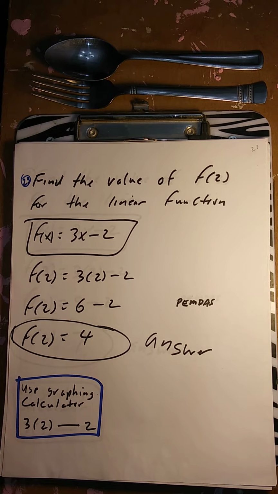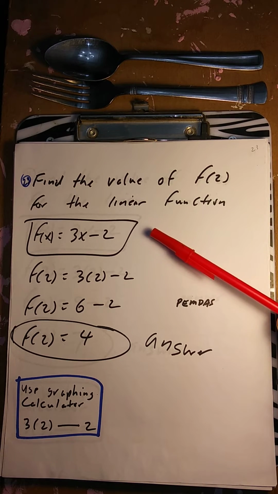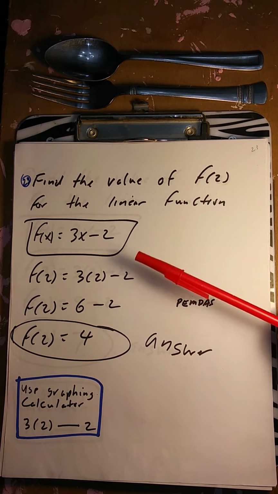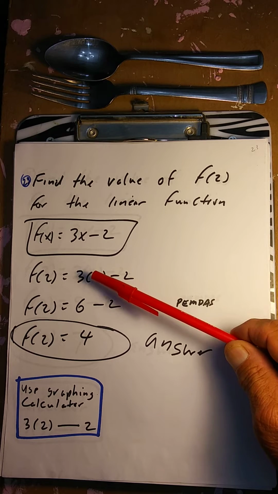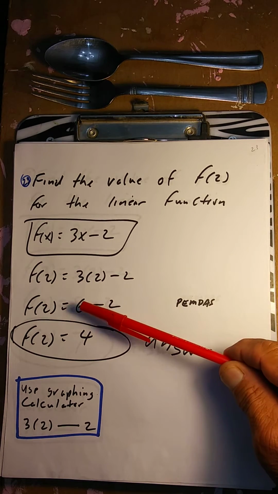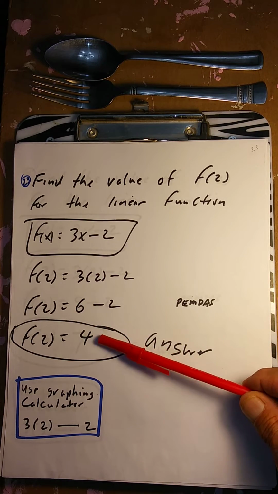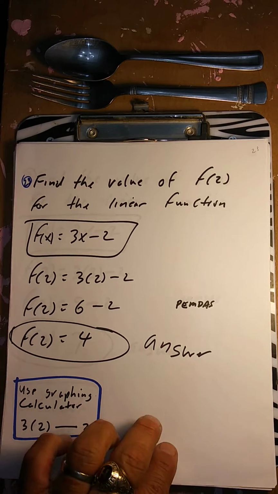Find the value of f of 2 for the linear function f of x equals 3x minus 2. Put the number in there. So you're going to have 3 times 2, which is 6. 6 minus 2 is 4. Okay.